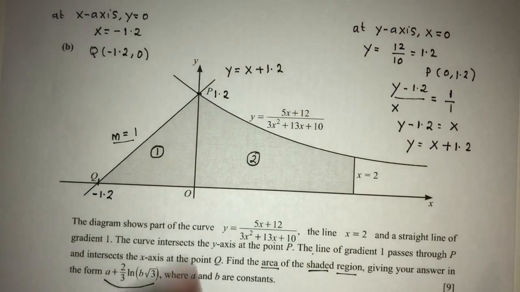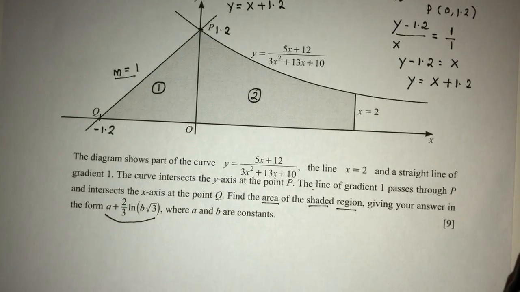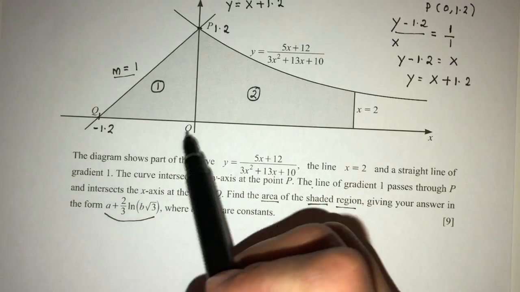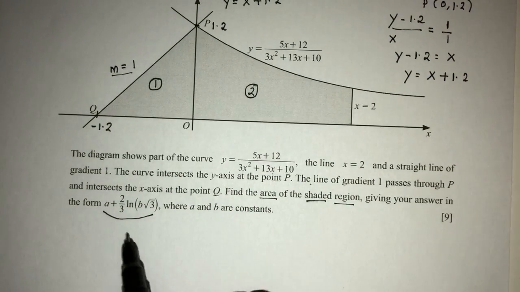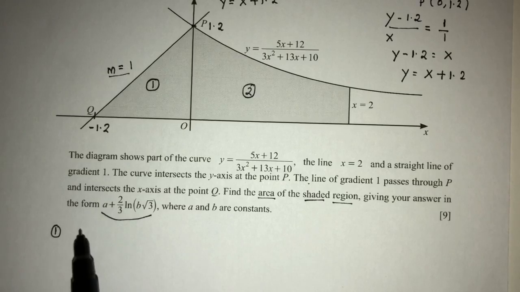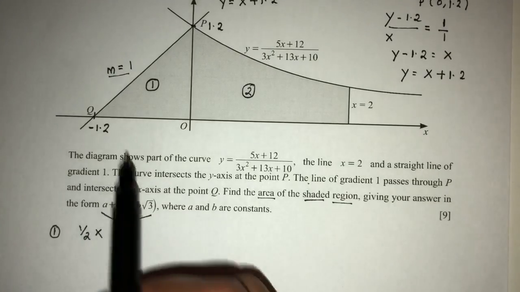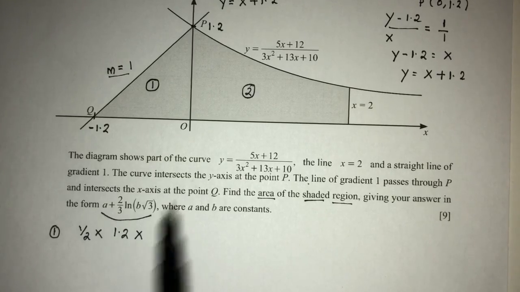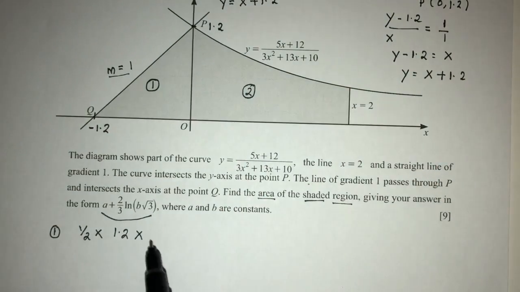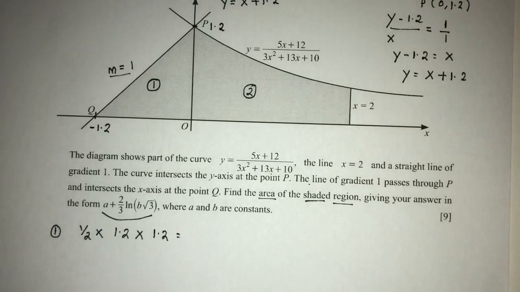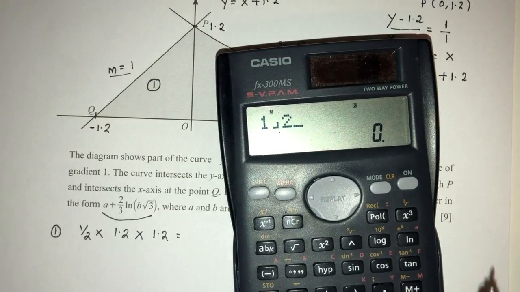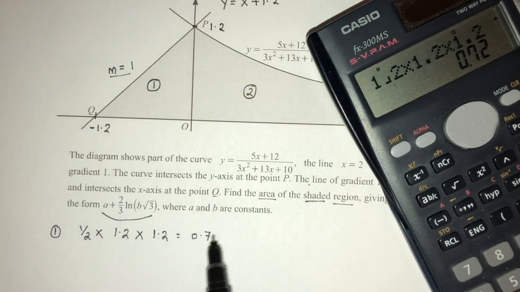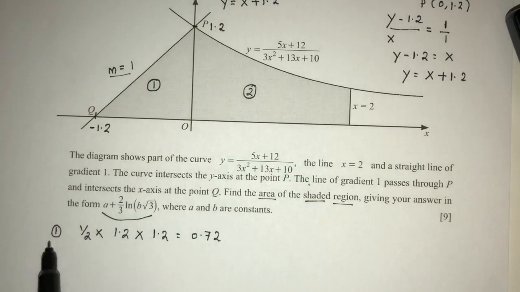So for number one, to find the area of that piece, as you can see, it's pretty easy now. It is the area of a right angle triangle. So number one, we have half times base. The base is this length, which will be 1.2, and times height, which will be this length, that will be 1.2 as well. So half times 1.2 times 1.2 will be 0.72 for the area of number one.